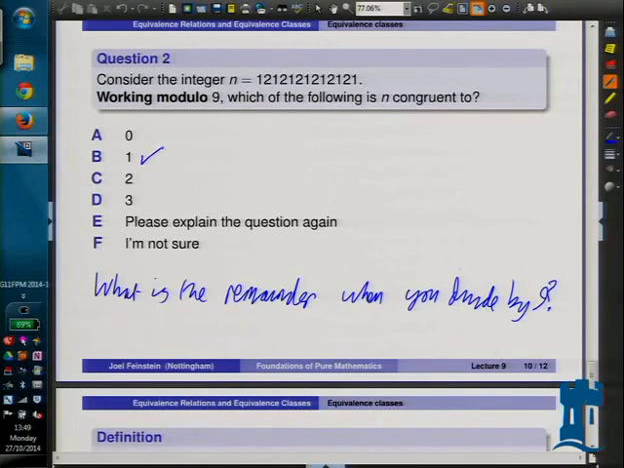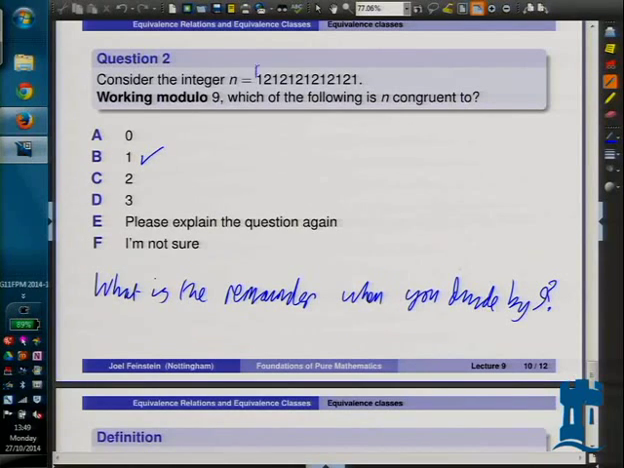Now it turns out that if you want to work out the remainder modulo 9, the remainder when you divide by 9, all you have to do is add up the digits and then try again. So if you add up the digits of your number, you always get the same remainder modulo 9 as before.